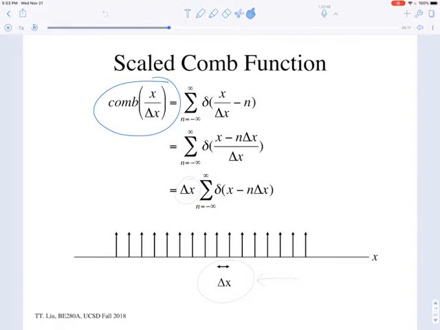It's also useful to have scaled comb functions. Comb of x over delta x just makes it such that the spacing is delta x. Because in general we want to be able to vary the spacing that we sample at. Now, when we do this, there are these leading factors that you have to carry around. For this course, don't worry about them. Just really focus on what's the spacing in either space or Fourier domain.